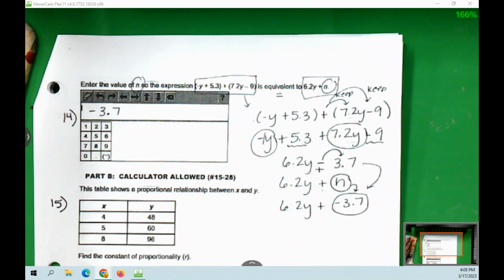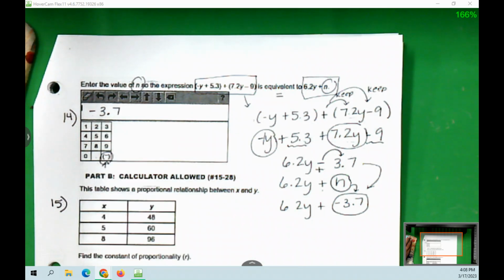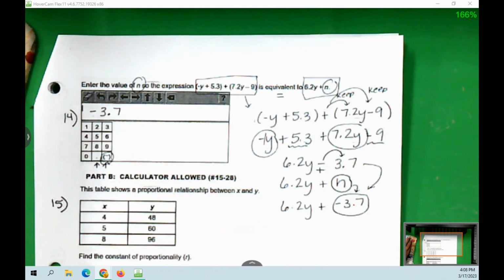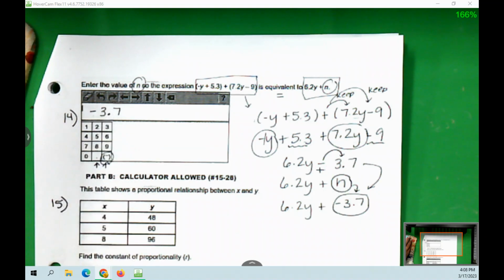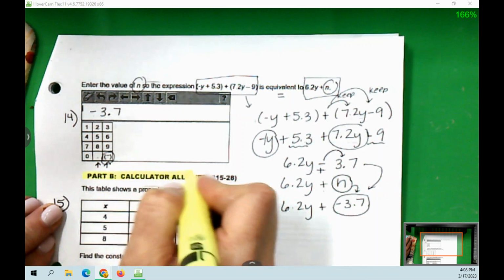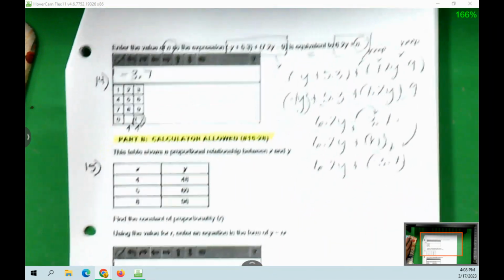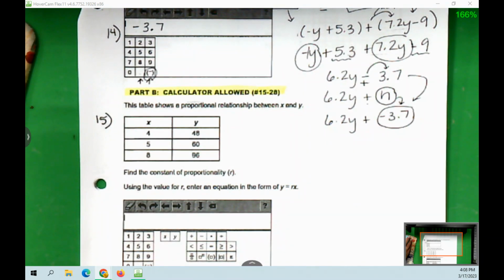So using our tools, we would be using this negative sign for our negative value, and then our decimal here and the numbers on the keypad. This is not a calculator, it's a keypad to enter your numbers. Okay, then we get to part B. In part B, this is where calculators are allowed, okay? And so in this section, we are using calculators.